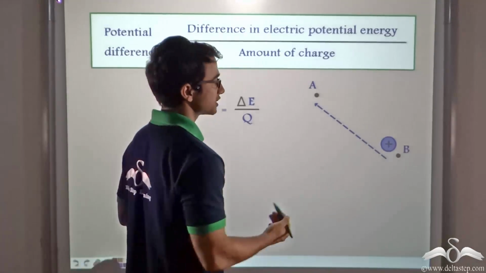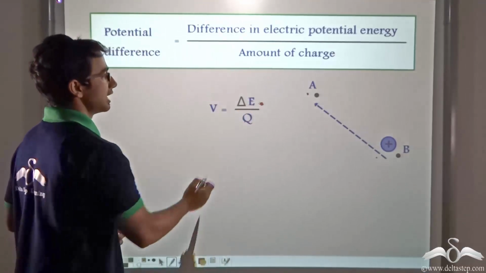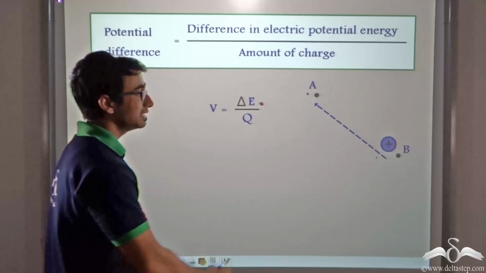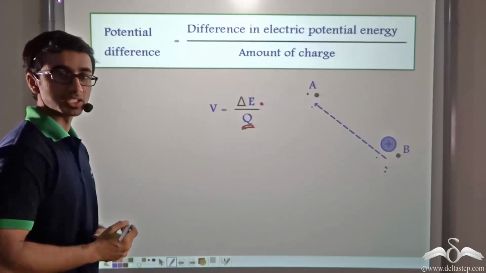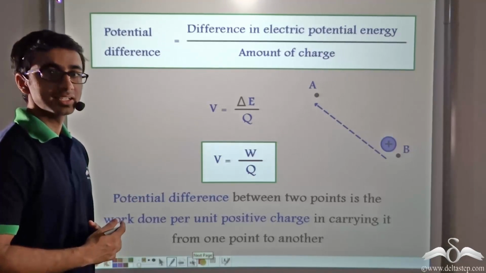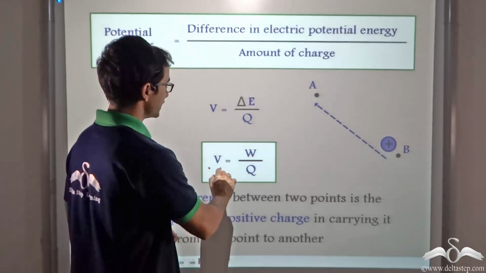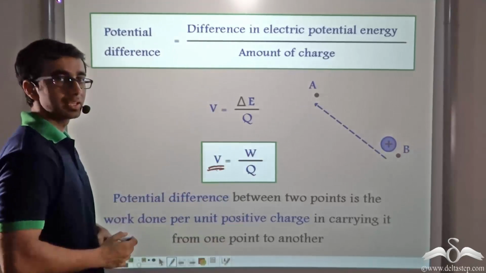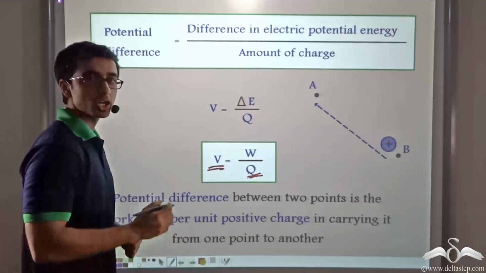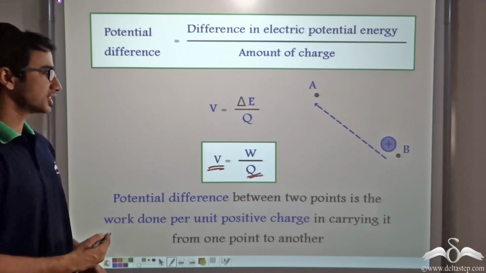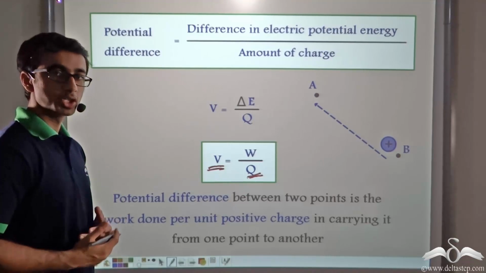Thus, if we are moving a charge from B to A, it is getting stored as the electric potential energy of the charge, and we are finding out the electric potential energy or the difference in electric potential energy between those points for every magnitude of the charge. And since we have studied that the work that is being done is getting stored as the electric potential energy, we can say that the potential difference between points B and A is nothing but the work done in order to move the charge from B to A per unit of the charge. So as you can see, potential difference between 2 points is the work done per unit positive charge in carrying it from one point to the other.